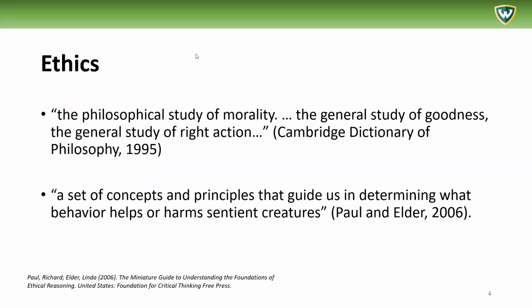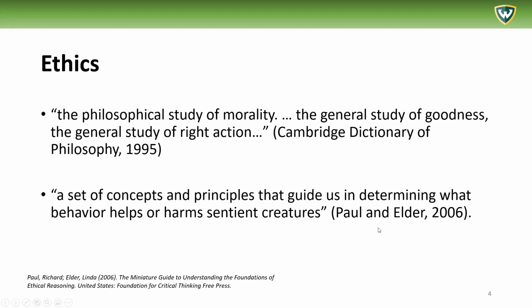Some more specific definitions here from the Cambridge Dictionary of Philosophy, 1995. Ethics, in one sense, is the philosophical study of morality, the general study of goodness, the general study of right action. It's also a set of concepts and principles that guide us in determining what behaviors help or harm sentient creatures. So essentially, what is good or bad for individuals, people, and animals that have feelings.